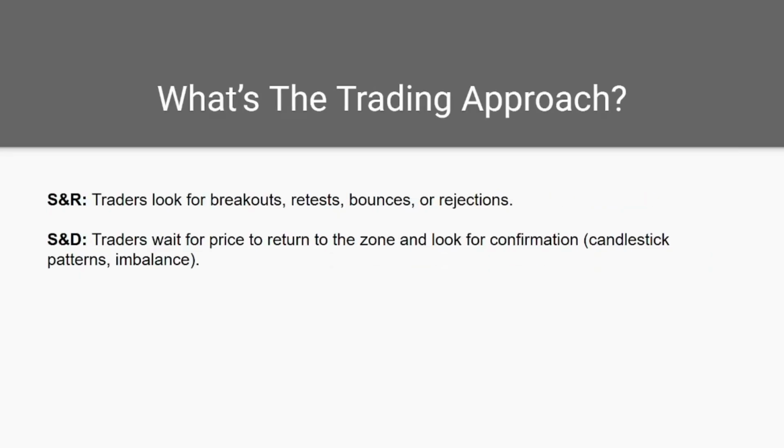So what's the trading approach? Support and resistance traders look for breakouts, they look for retests, they look for bounces or rejections. Supply and demand traders wait for price to return back to the unfilled zone where the orders are sitting, and they look for confirmation. The confirmation signals could be a candlestick pattern, imbalances. So that's what we look for.